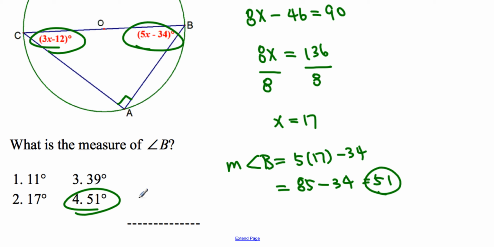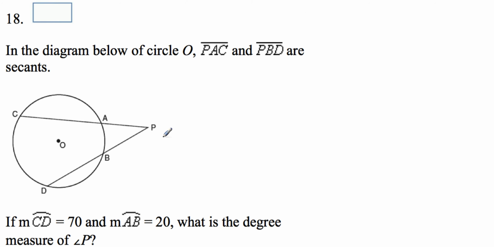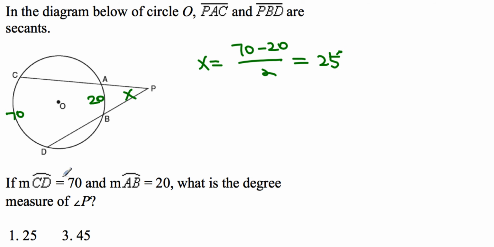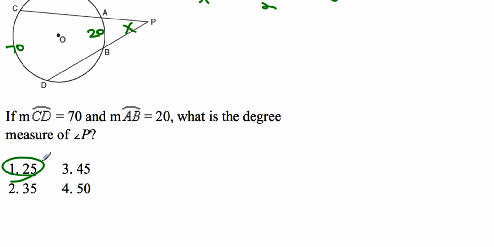Now, let's look at the next question. Here we have arc CD is 70, arc AB is 20. Then what is the angle P? I'm going to call that x. Just using the formula, we end up getting 70 minus 20 divided by 2. So here we get 50 divided by 2, which is 25. And that's all there was. Choice 1.